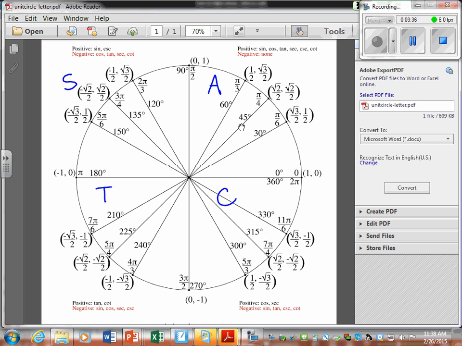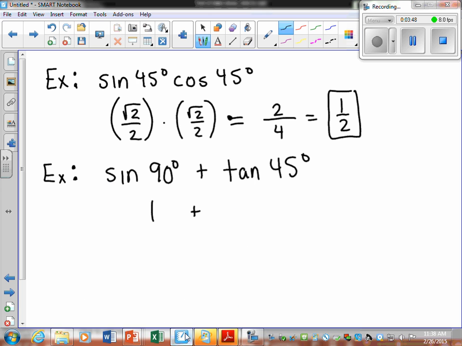Tangent of 45. 45 degrees is this. Tangent is my y value over my x value. But when you divide something by the same thing, you're just going to simplify to get 1. So 1 plus 1 is 2.